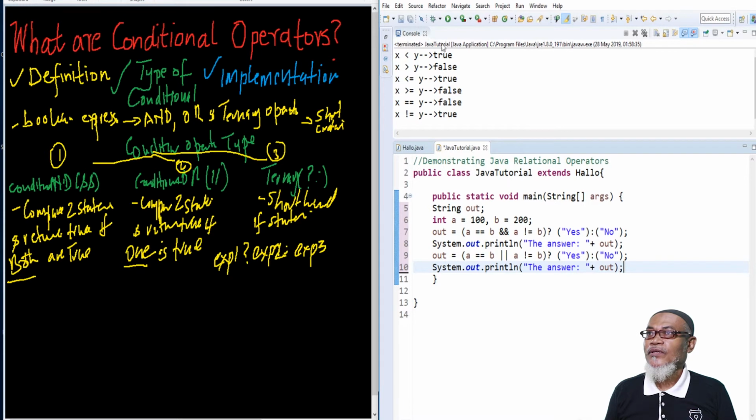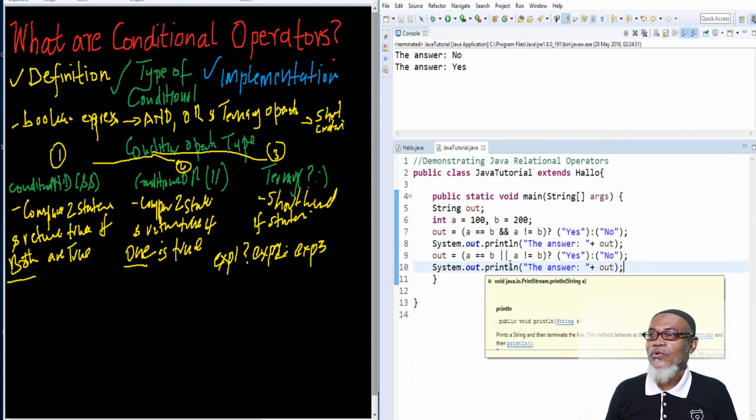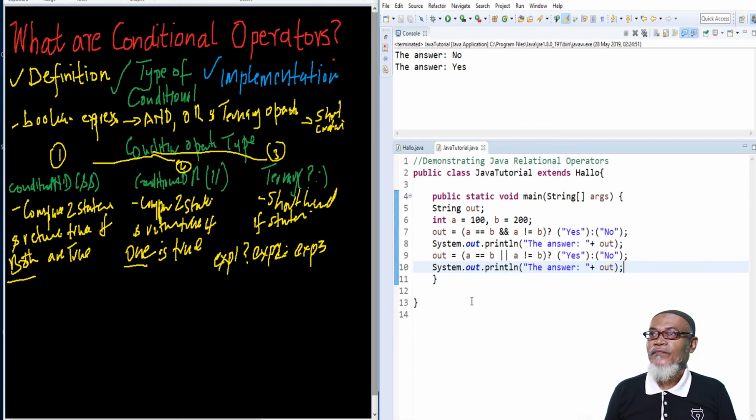Let us run this program and see the answer. Because both of them must be true in the first case, it returns no, and in the second case, because only one of them is true, it returns yes.